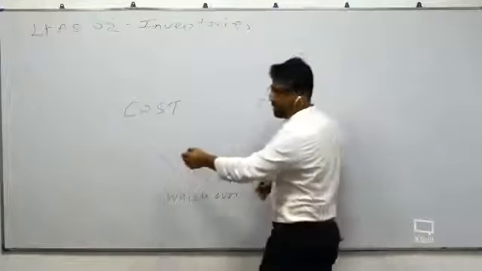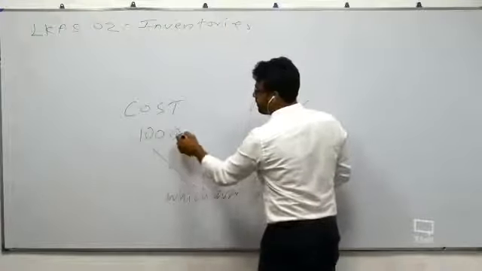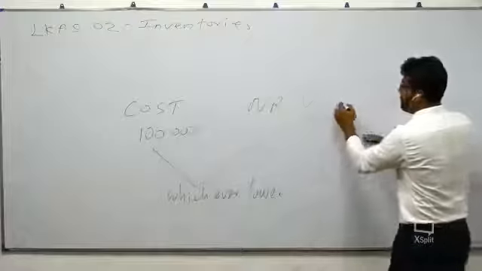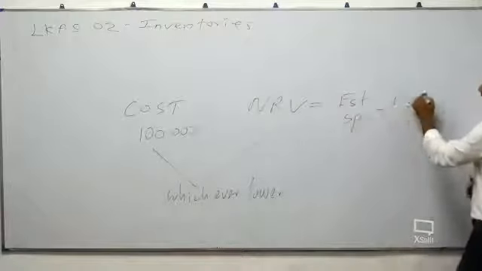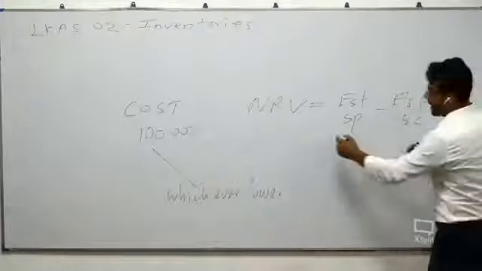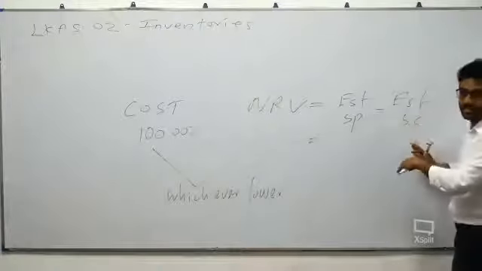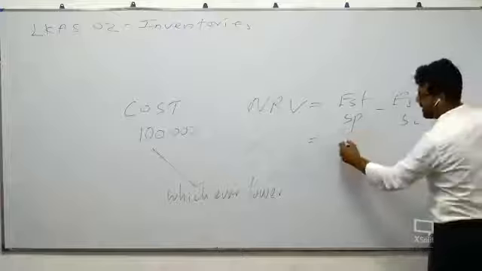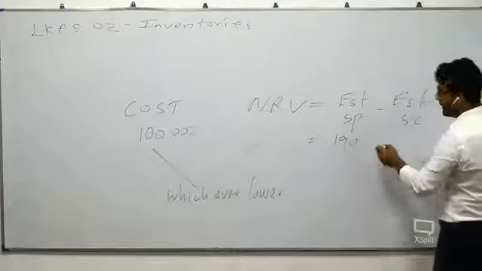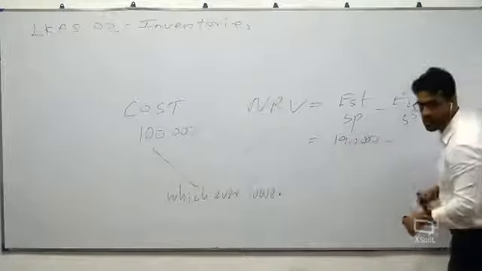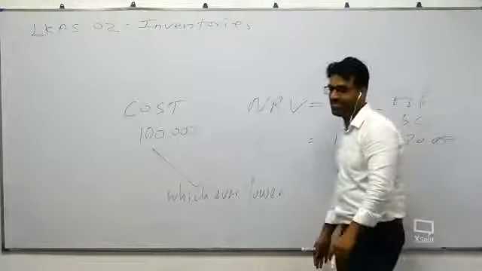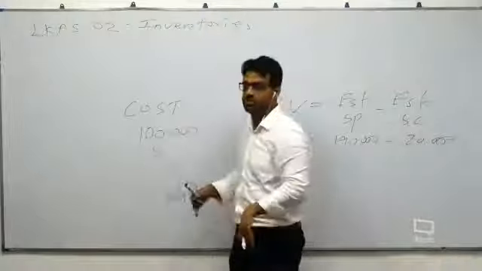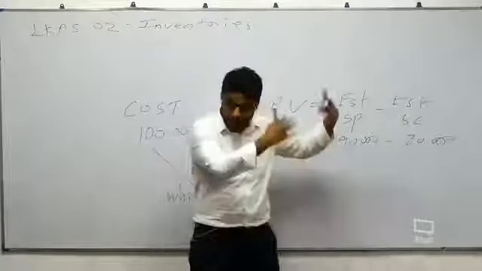So I have given you the cost of the product. How much is the cost of the product? 100,000. I have given you the NRV because you can find out the NRV: estimated selling price minus estimated selling cost. Can someone tell me what is the estimated selling price? 190,000. Selling expense? 20,000. So still you're happy to have these goods. Why? Every time you will be happy to have the goods, because you are planning to get more benefit from the goods.